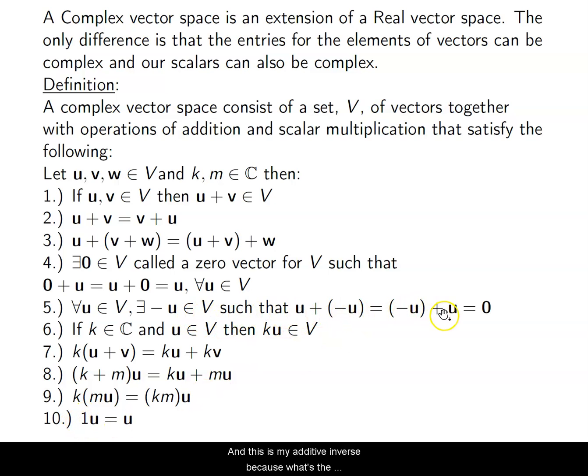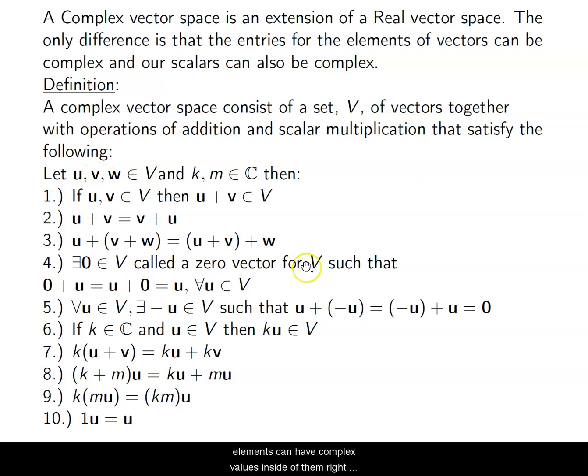And this is my additive inverse, because the opposite or the inverse of addition is subtraction, right? So if I add 2 plus 3, I'm going to get 5. If I take 5 and subtract 3, I'll get back to 2. So this is just saying you're undoing your addition to get out your zero vector, right? So again, this is a review from the real vector spaces. We're just, again, extending this into the complex set.